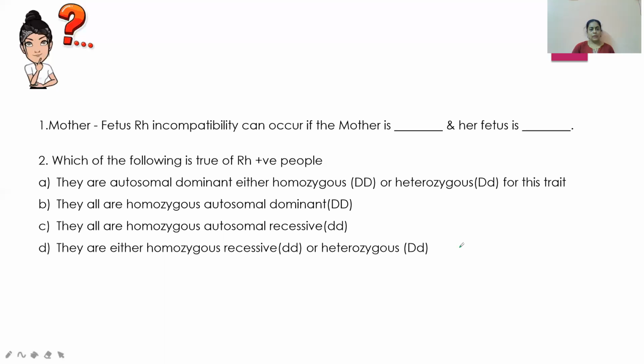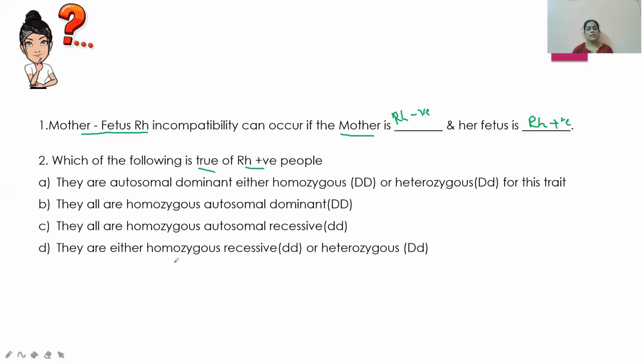Just to break the monotony of the talk, we'll answer a few questions. Mother and fetus Rh incompatibility can occur if, as repeated many times, the pregnant mother is Rh negative and her fetus is Rh positive. Incompatibility means the baby should be Rh positive, then only isoimmunization occurs. Which of the following sentences is true for Rh positive people?